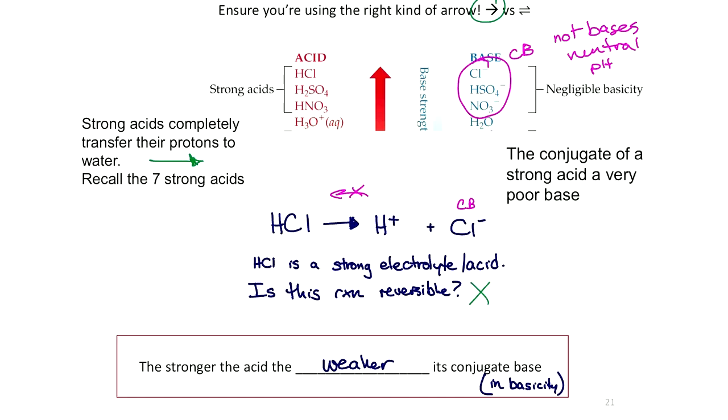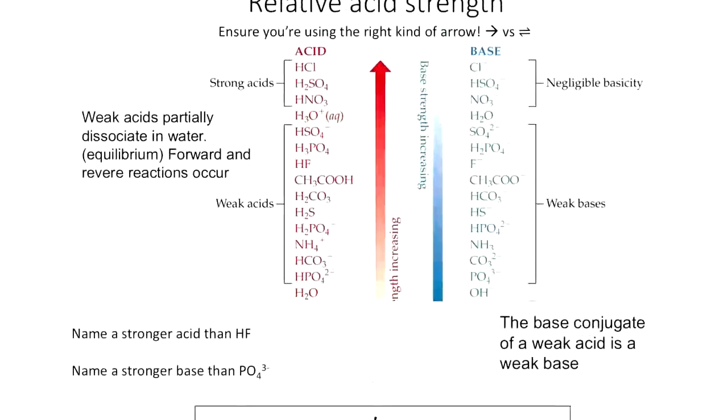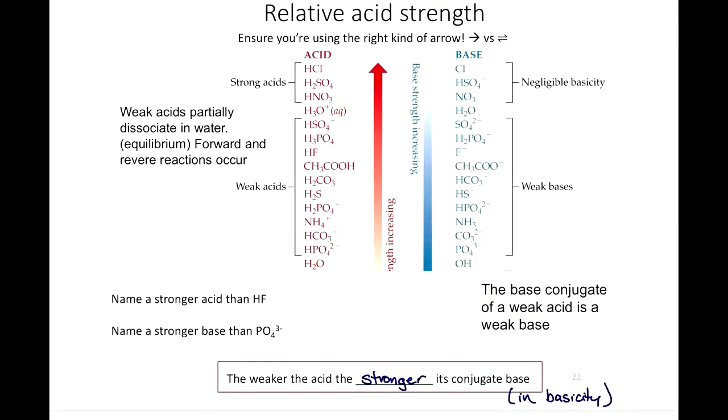The stronger the acid that you put in water, the crappier its conjugate is in terms of basicity. All right, so those are the strong acids and strong bases. Or sorry, it's just the strong acids. So let's talk about weak acids now. Let's think about our typical weak acid, HF goes to H plus and F minus.